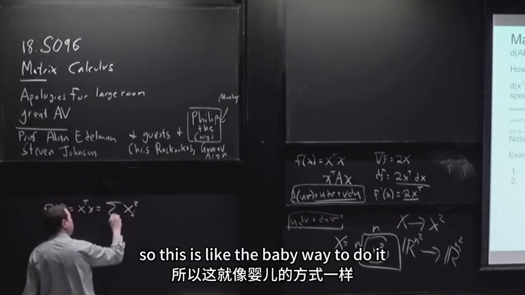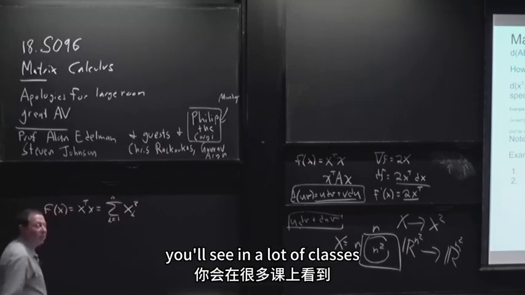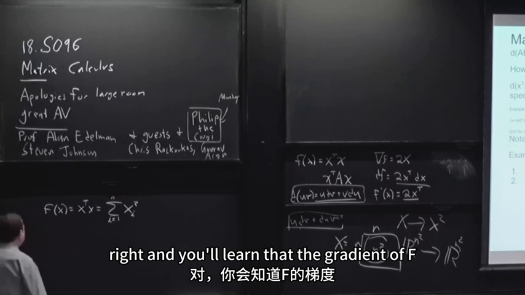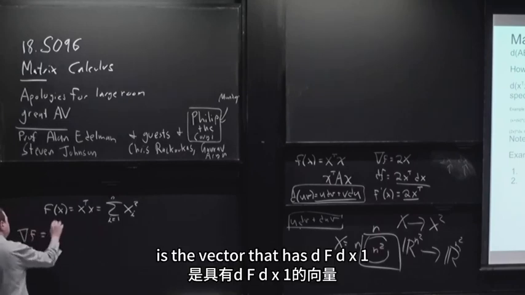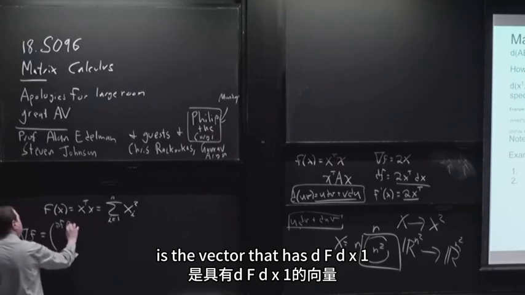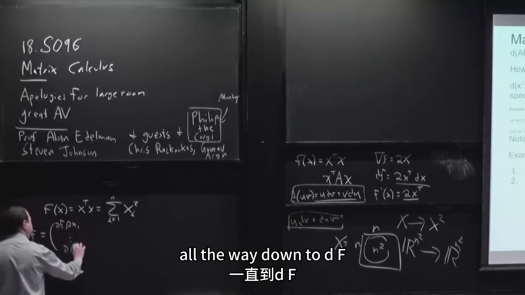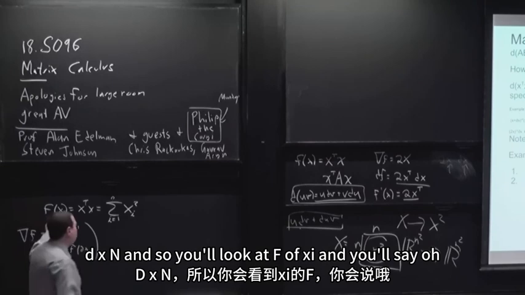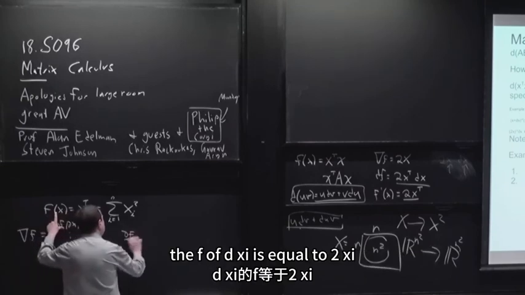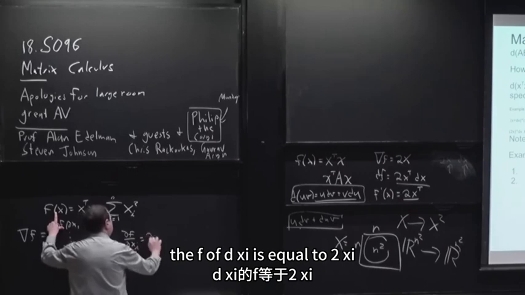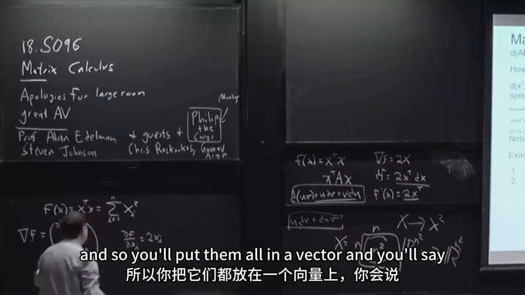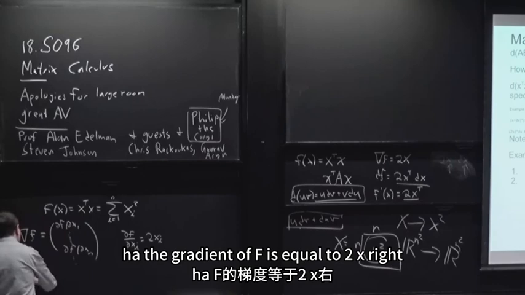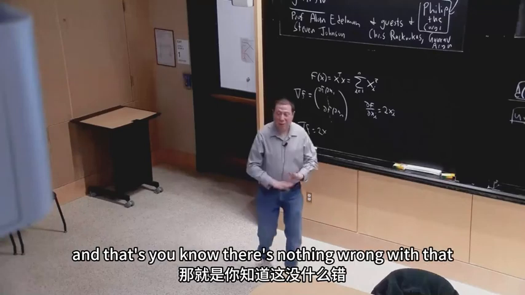So this is like the baby way to do it. But this is the sort of thing that you'll see in a lot of classes, right? And you'll learn that the gradient of f is the vector that has df dx1 all the way down to df dxn. And so you'll look at f of xi and you'll say, oh, df dxi is equal to 2xi. And so you'll put them all in a vector and you would say, the gradient of f is equal to 2x, right? And there's nothing wrong with that.